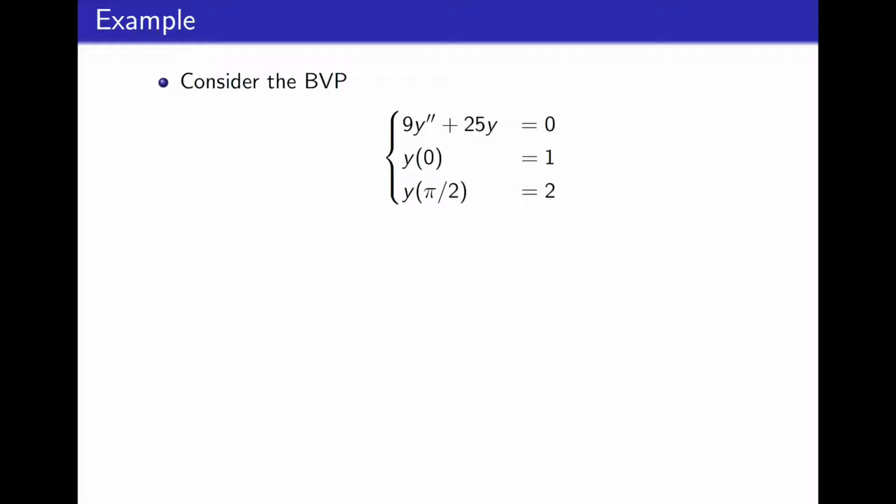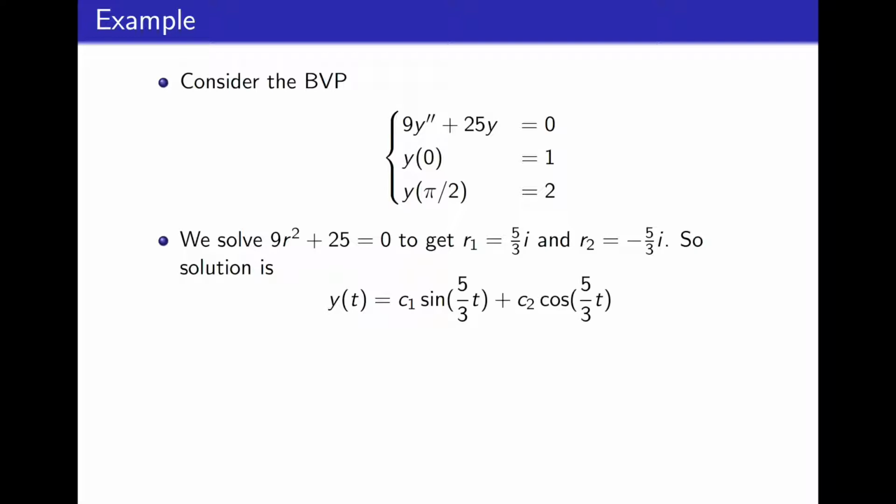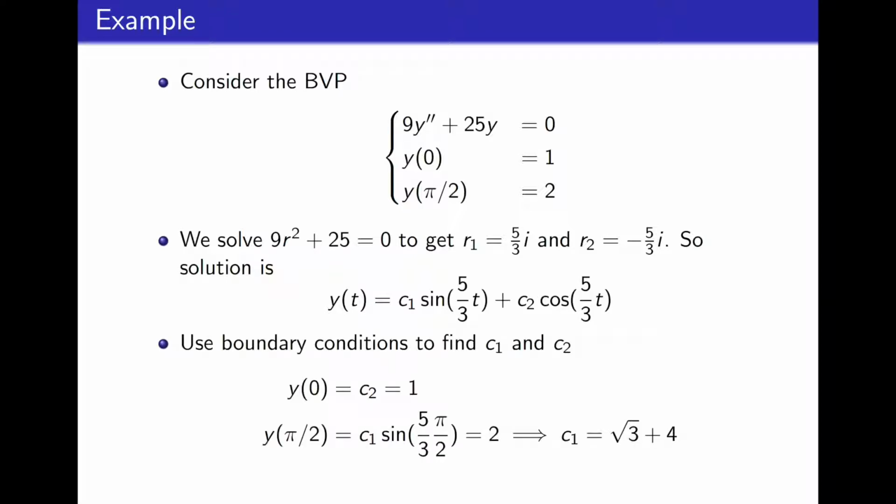This ODE is a boundary value problem with conditions given for the solution at the point x equals 0 and x equals pi over 2. First, we solve the characteristic equation to see that R1 and R2 are complex and have a real part of 0 and an imaginary part of 5/3. Using the formula above, we will get the following general solution to this ODE. So next, what we have to do is determine the values for C1 and C2. To determine those values, we use the boundary conditions.